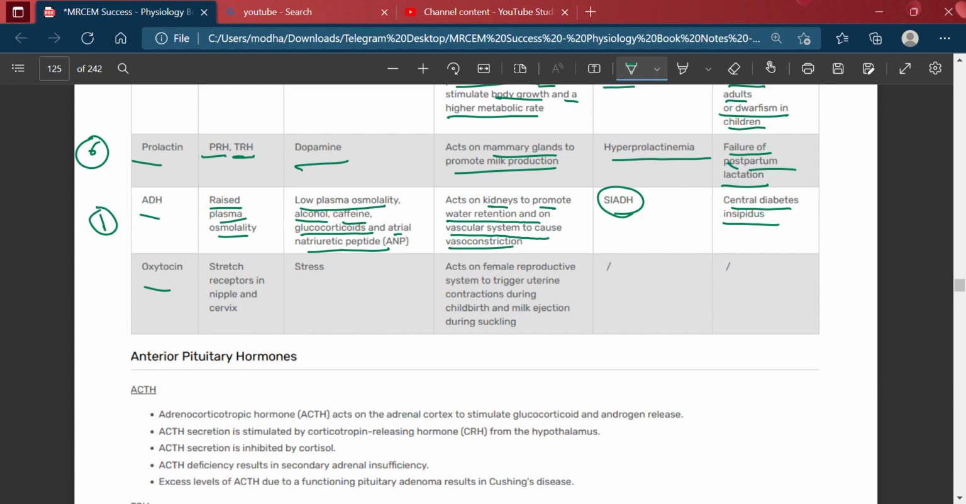Then oxytocin. It is also secreted from the posterior pituitary. It's stimulated by stretch receptors in the nipple and the cervix, and its inhibiting factor is stress. It acts on the female reproductive system to trigger uterine contraction during childbirth and milk ejection during suckling. There is no excess or negative effect.